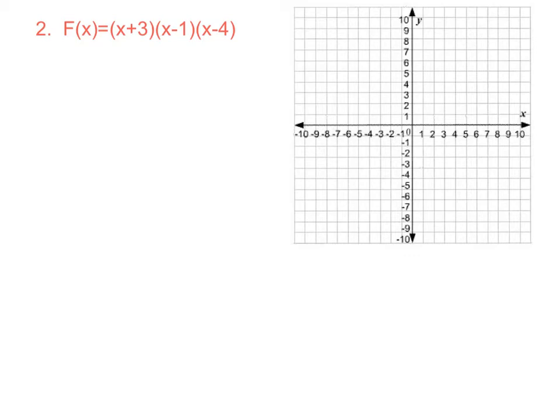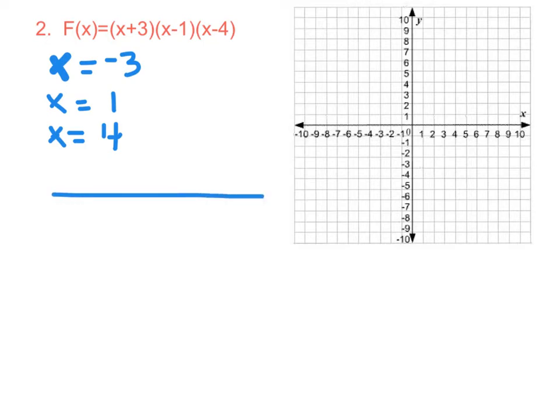Now, when we look at number 2, we're going to do the same thing, and we're going to find our zeros first. Oh, that's a little big. Let's go a little bit smaller. There we go. All right, so we're going to have x equals negative 3, x equals 1, and x equals 4. Those are going to be our zeros. So we're going to do a sign chart. Negative 3 will be our furthest zero to the left because it's the smallest. 4 will be our largest, and 1 is going to be somewhere there.